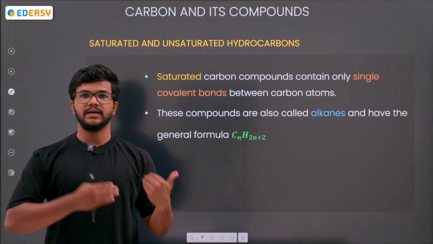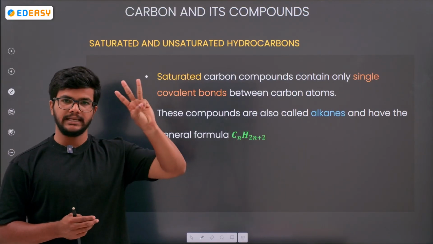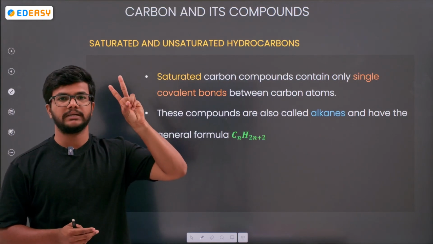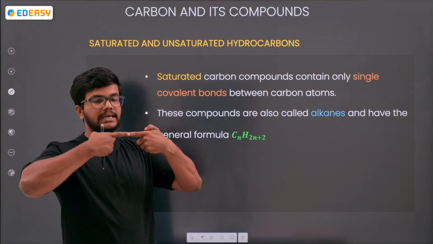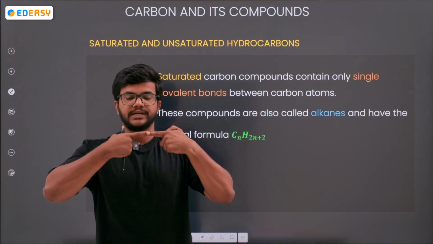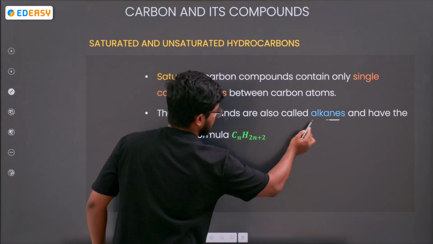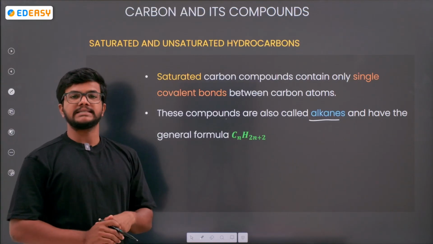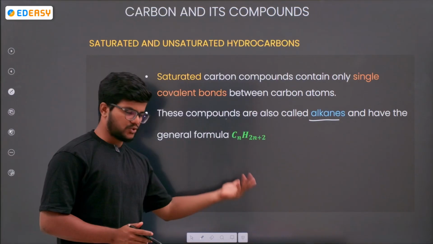As we discussed in the previous slide, carbon can make multiple bonds, which are a single bond, double bond, and triple bond. If there is a single bond between carbon and carbon, it is called saturated hydrocarbons, and they are called alkanes. The general formula for the alkanes and saturated hydrocarbons is CnH2n plus 2. What is CnH2n plus 2?